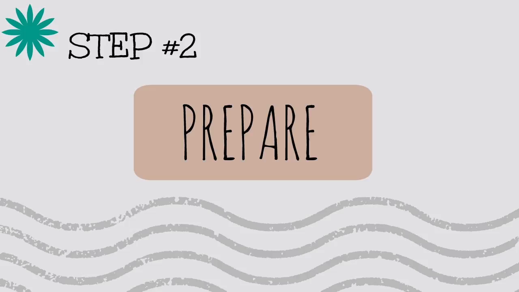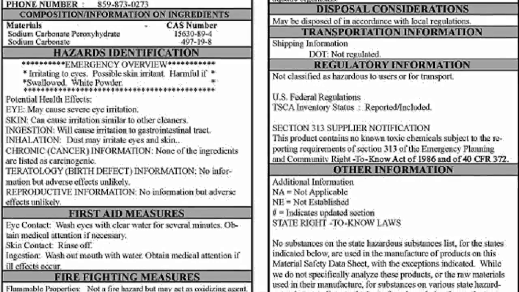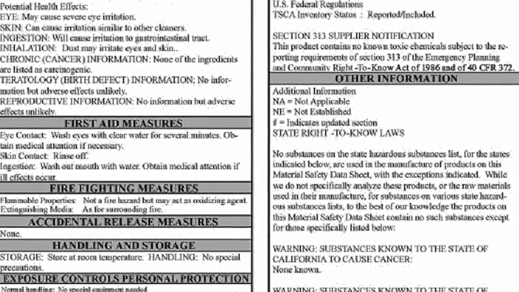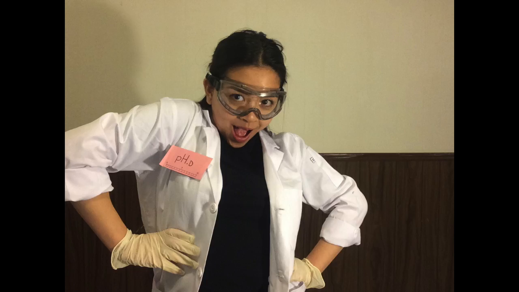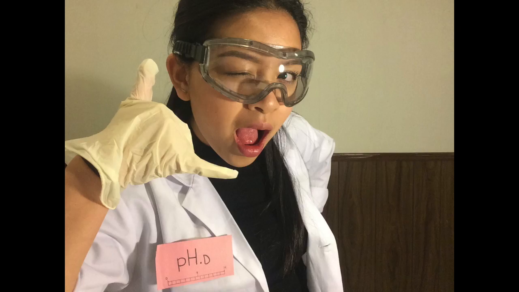Step 2. Prepare yourself and get ready for the lab. Read over any MSDS sheets to become familiar with the chemicals you're about to use. And don't forget your proper lab attire. Yep, that includes gloves, goggles, the works.